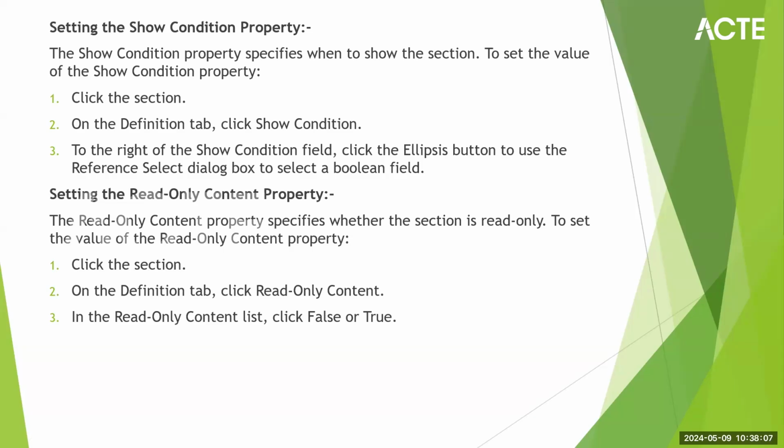Click on the section, on the definition tab click read-only content, and in the read-only content list, give true or false. If it is true, then that particular section will be read-only. If you give false, the user can edit it.